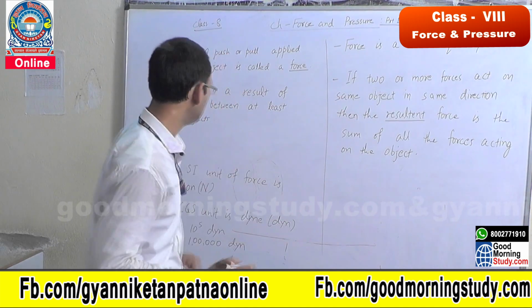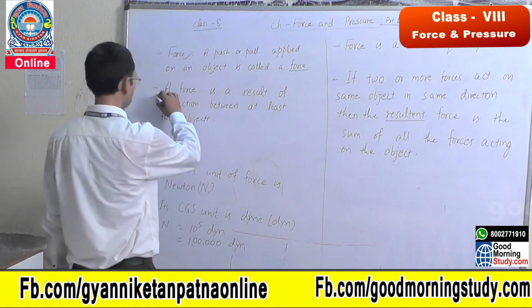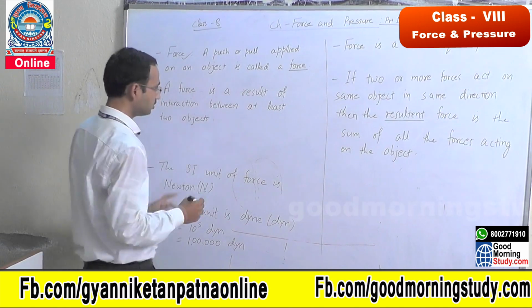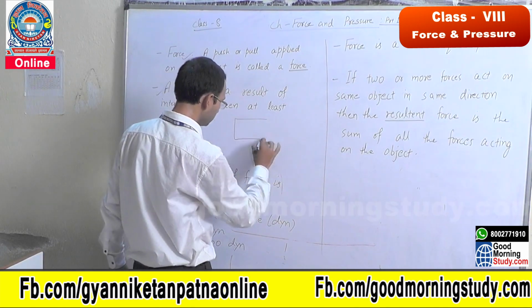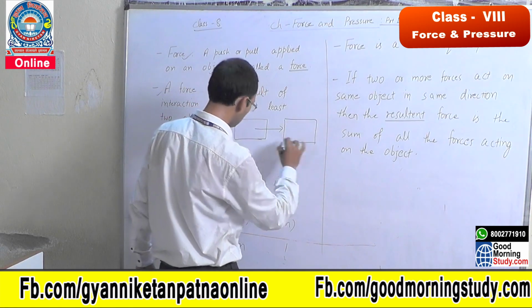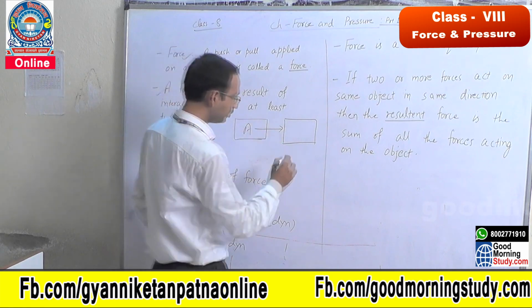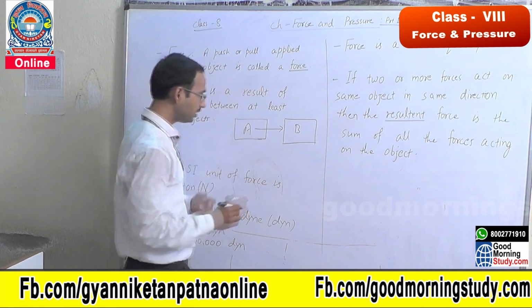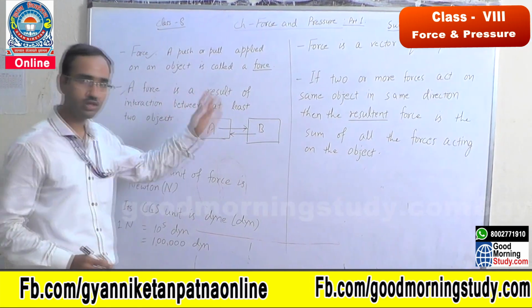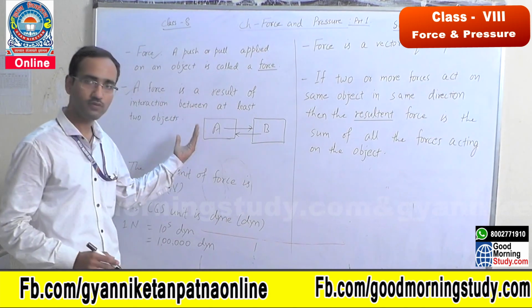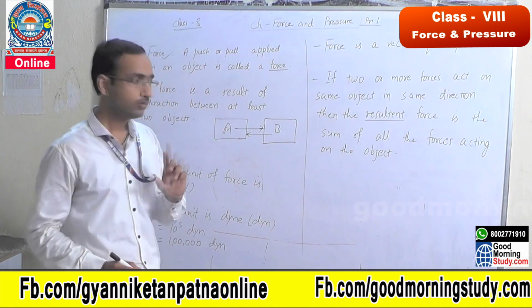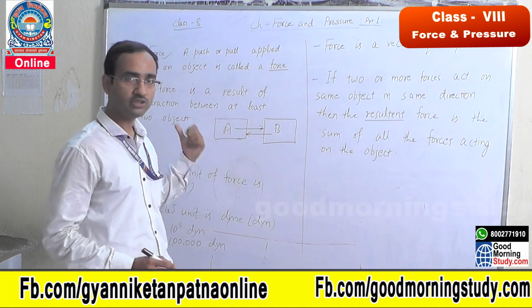Let us take one example. Suppose object A applies a force on object B. This is object A, and A applies a force on object B. Then B will also apply a force on object A. If A applies force on B, then B will also apply force on A. Both the forces will be equal in magnitude, but they will act in opposite directions.